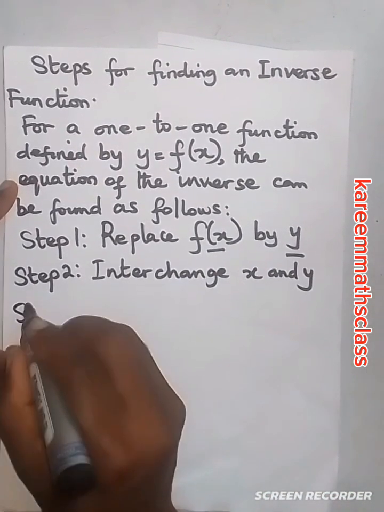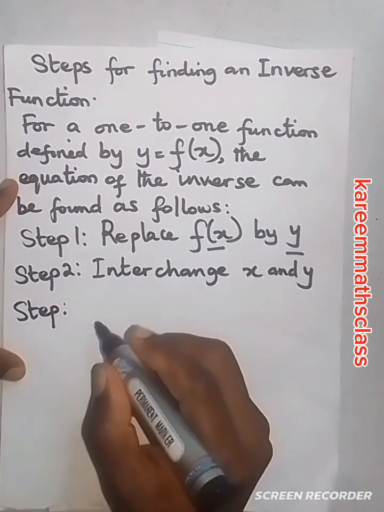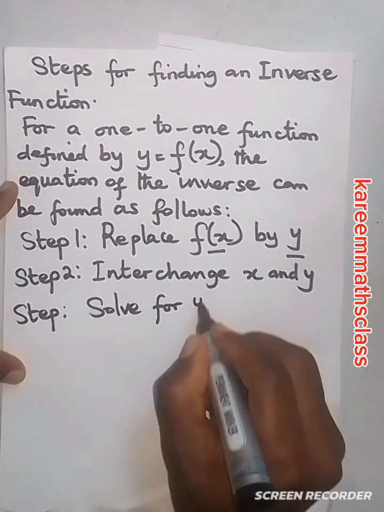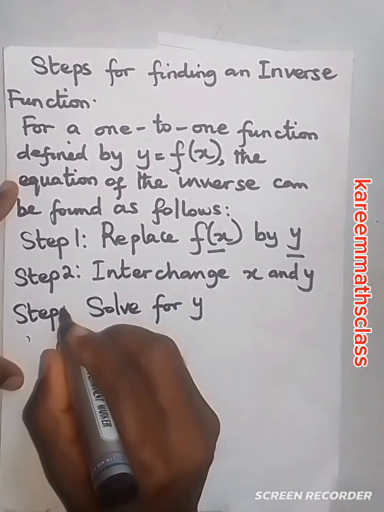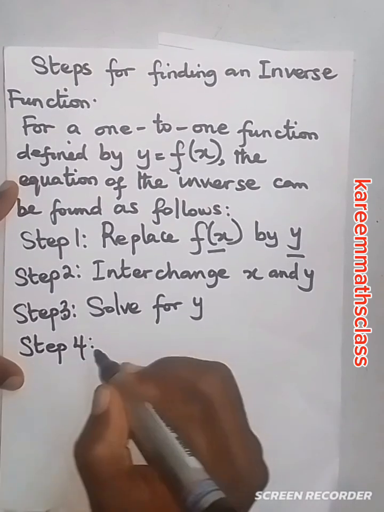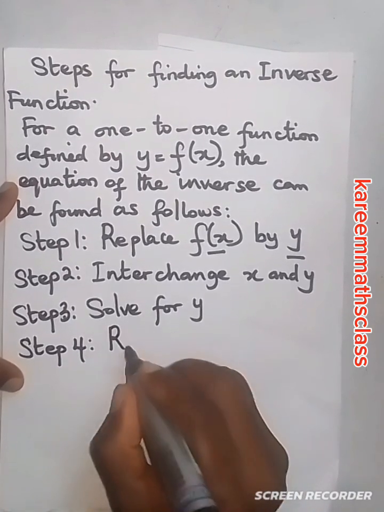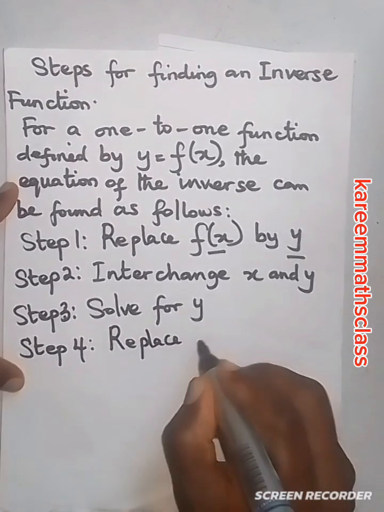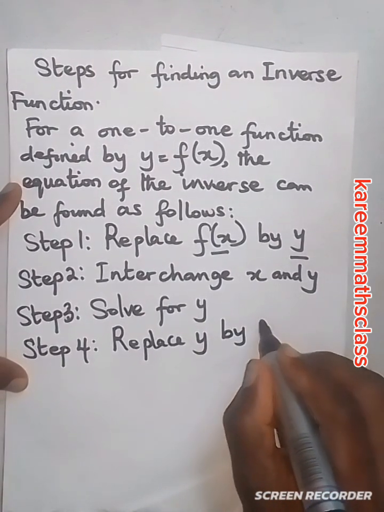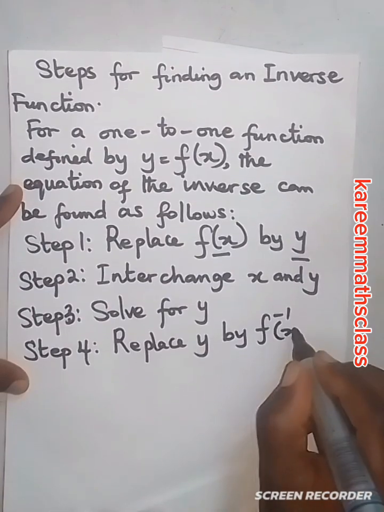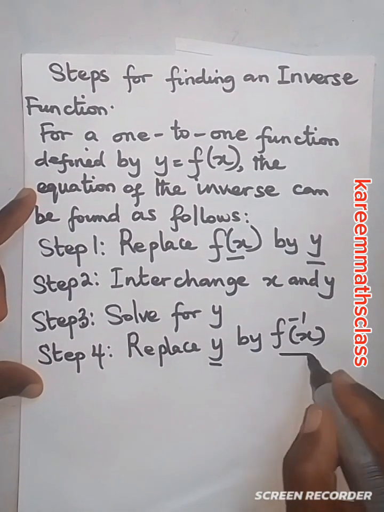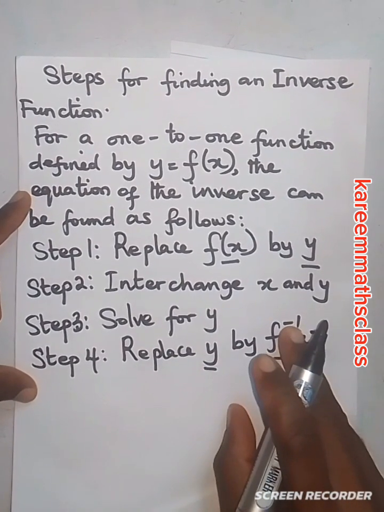Then for our step 3, we're going to solve for y. This is our step 3. For our step 4, we're going to replace y by f raised to power minus 1 of x. So we're going to replace y by function f(x) raised to power minus 1.